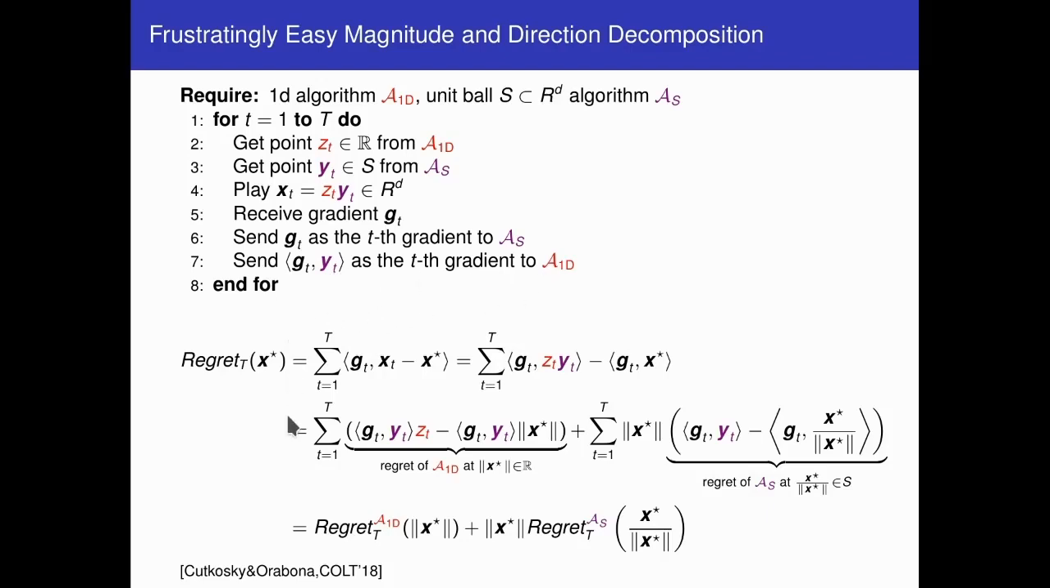Now, it's easy to show, and I won't go through the steps because these are all equalities, that the regret of this entire procedure turns out to be the regret of the 1D learner over the norm of the optimal solution, plus the norm of the optimal solution multiplied by the regret of the direction learner over the direction of the optimal solution. Now, why is this good?